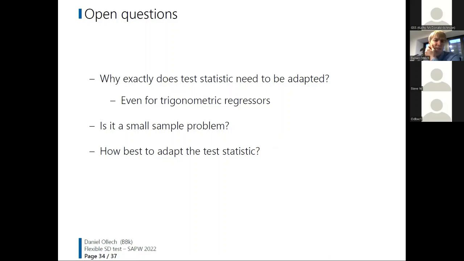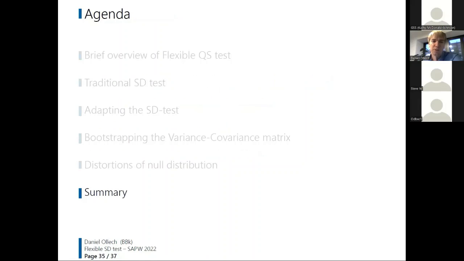So my open question is, why exactly does the test statistic need to be adapted? And even for trigonometric regressors, is it a small sample problem? So maybe we don't need to do anything for weekly series at least. And then how might we best adapt the test statistic? So is it necessary to adapt the test statistic, or can we just assume it's a small sample problem, which at least for weekly series isn't a matter of concern? And these are the questions I will try to answer in future research.